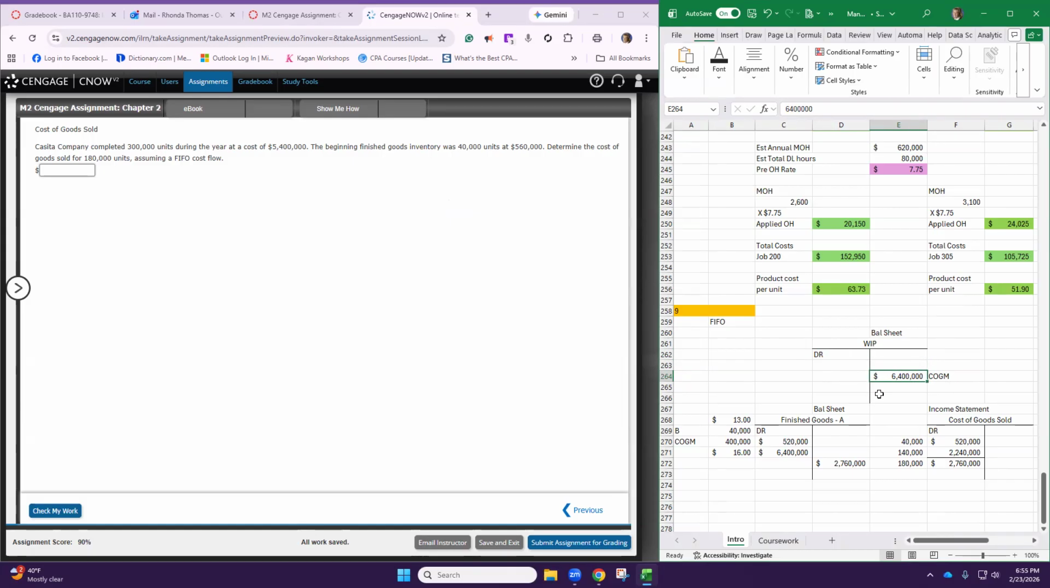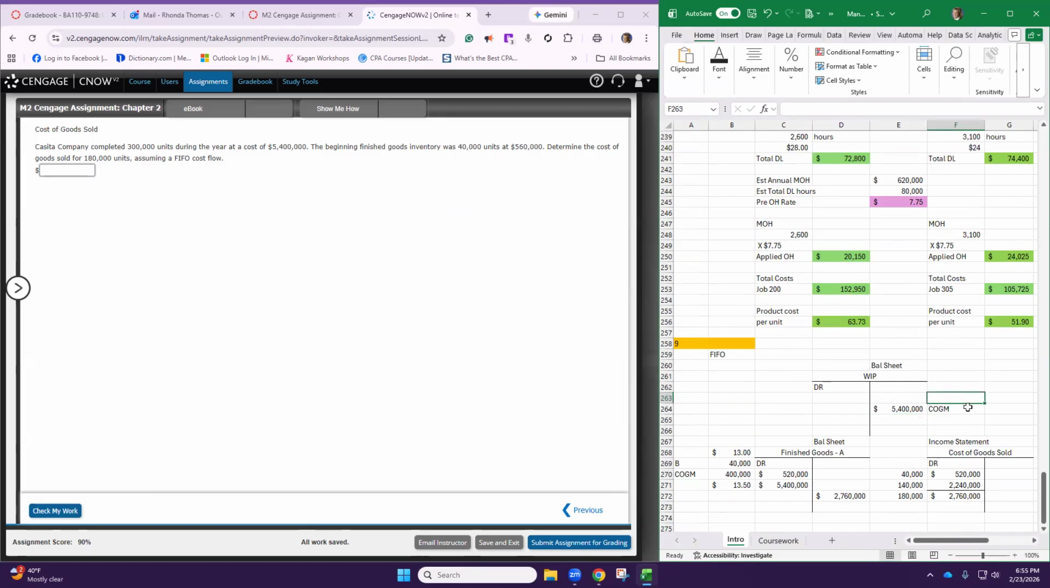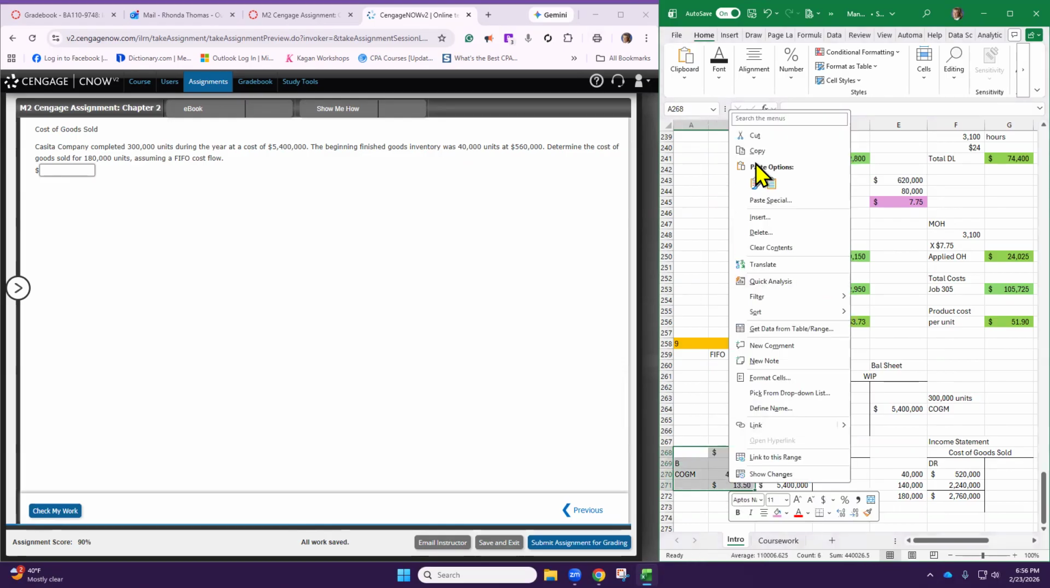So this is going to be $5,400,000, and that represents 300,000 units. Just in case we need to know, the beginning finished goods had 40,000 units. And I am going to move this down. So bear with me a minute.